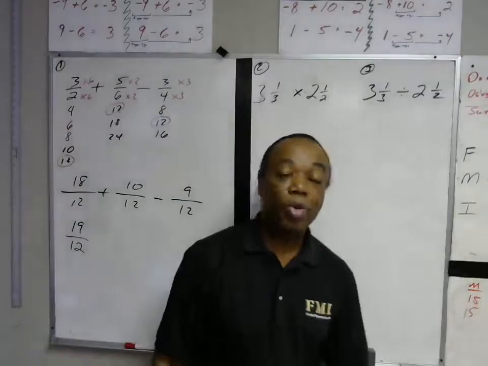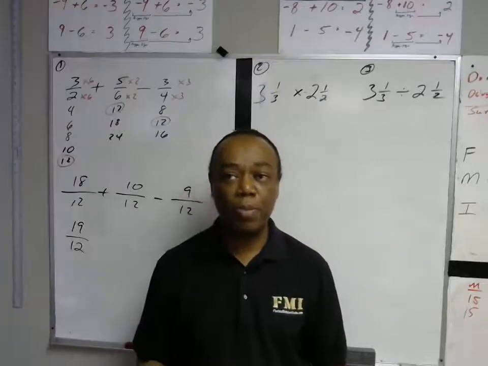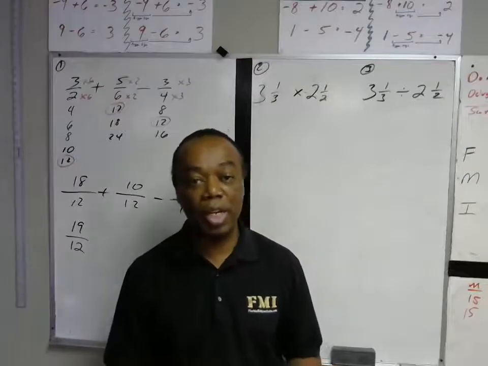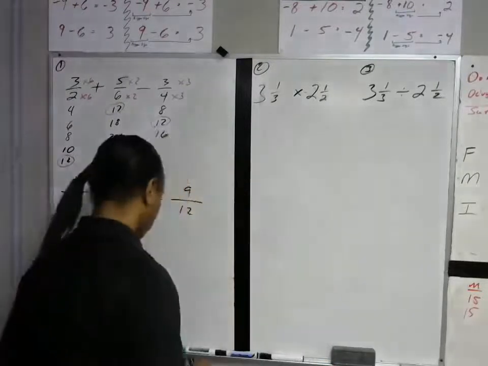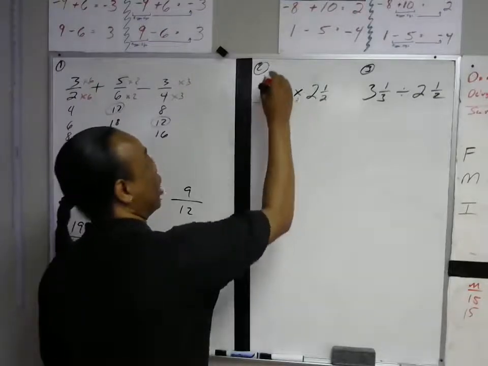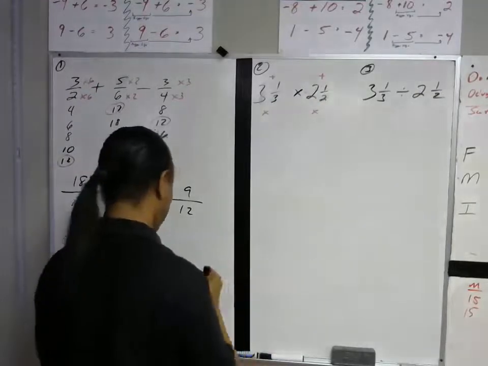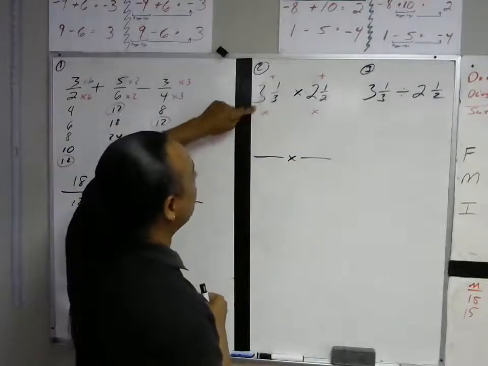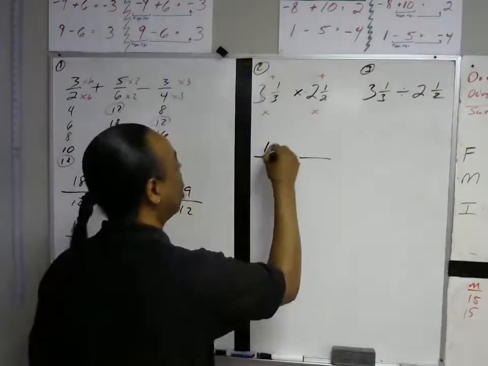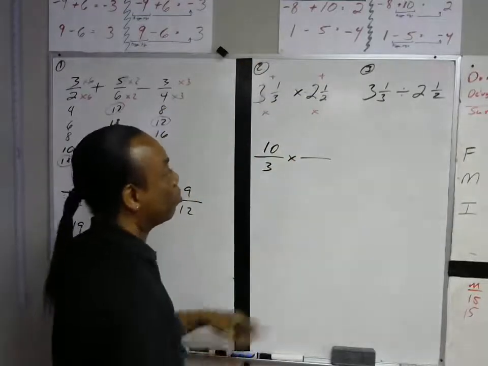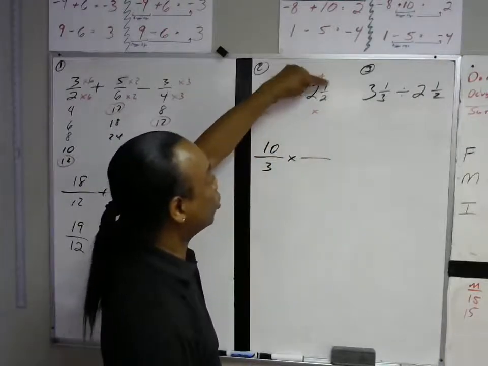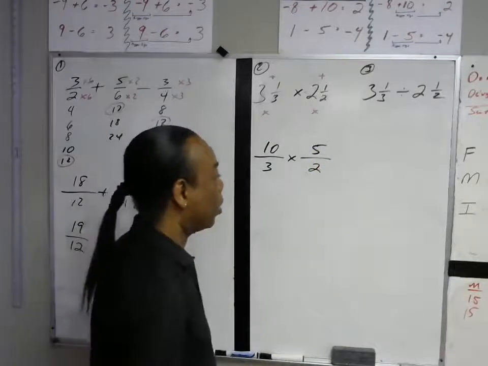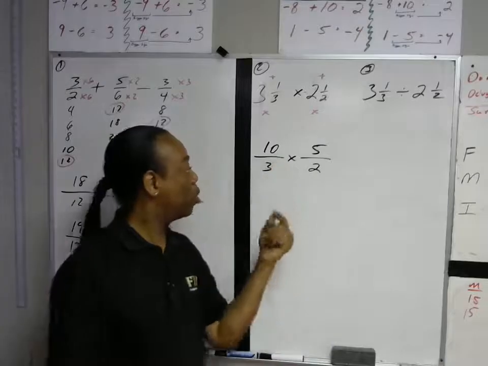On 3 and 4, we're starting off with mixed numbers. We're going to convert these mixed numbers into improper fractions by doing a multiplication and adding. So 3 times 3 is 9, plus 1 more is 10. So that's 10. Keep the denominator 3. 2 times 2 is 4, plus 1 is 5. So it's 5 over 2. Keep the denominator.